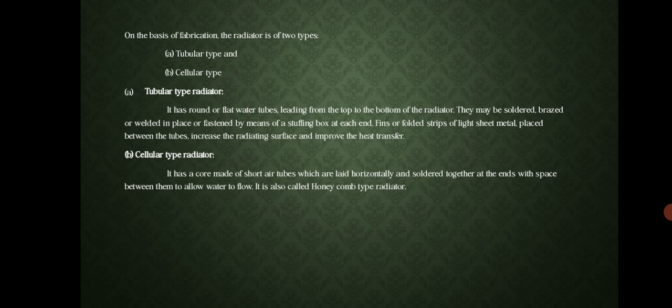transfer. Cellular type radiator. It has a core made of short air tubes which are laid horizontally and soldered together at the ends, with space between them to allow water to flow. It is also called honeycomb type radiator.